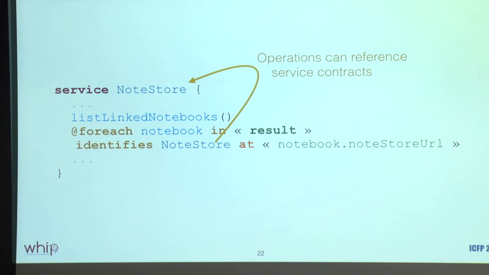So first, to capture that the return node store URL implements the node store contract, WIP operation contracts can identify other service contracts from their messages. This snippet specifies that the node store URL return will satisfy the node store WIP contract. And then the for each states that we'll enumerate over the result list, and that each item in the result list will identify a WIP contract. The identifies keyword states that the node store URL value in the notebook refers to another node store service.